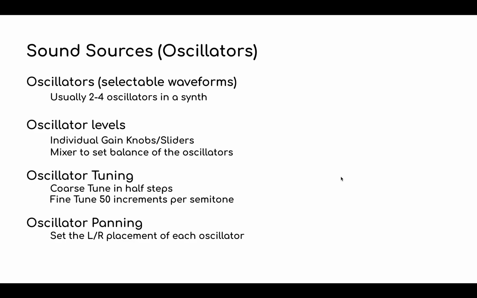So when we talk about oscillators, the most important parts of oscillators are all these things listed here. First of all, these selectable waveforms, okay? Usually there's 2 to 4 oscillators in a synth.